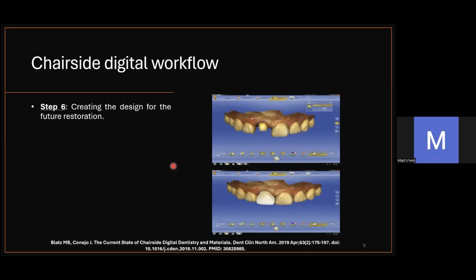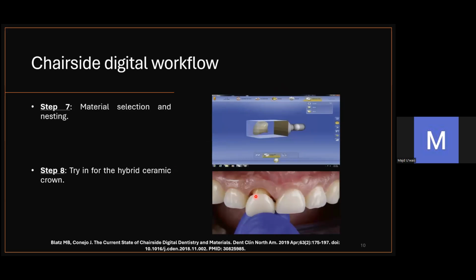Next step, which is creating the design for the future restoration. So in this case, the outline of the left incisor, as you can see, this small thin black line, was determined and an exact mirror image was created and placed on the prepared tooth. And it was considered the design of the future restoration for this tooth. After designing the restoration, the material selection was done and nesting inside the block.